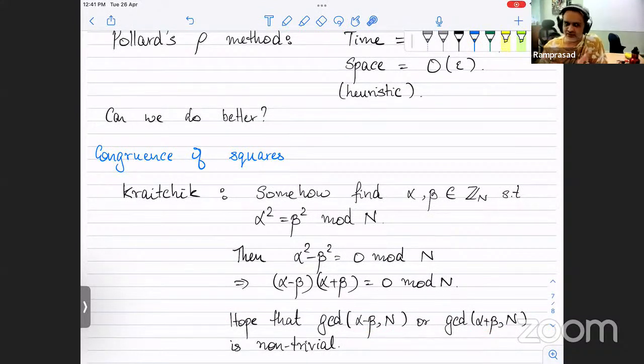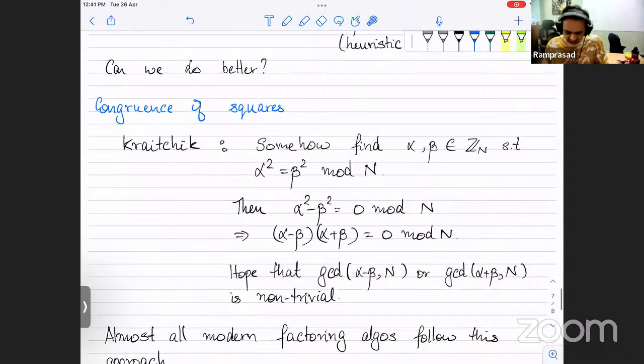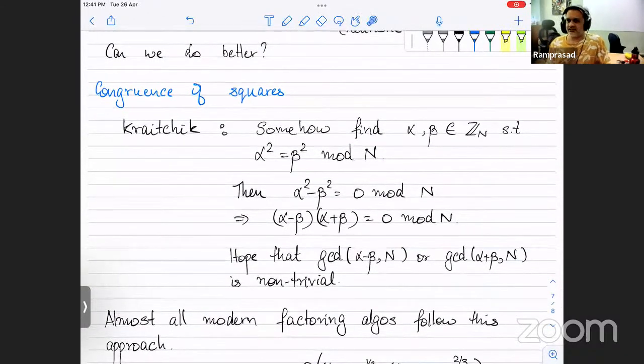And this is how almost all modern factorization algorithms proceed. This is the task you're trying to solve. You want to find alpha and beta. Maybe I should not have written Zn, because different modern algorithms look for these alphas and betas in some suitable worlds. But the task eventually comes down to finding alpha and beta such that alpha squared equals beta squared. Because once you do this, you can extract out a factor from alpha and beta.